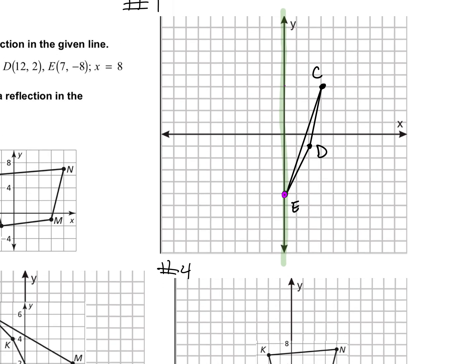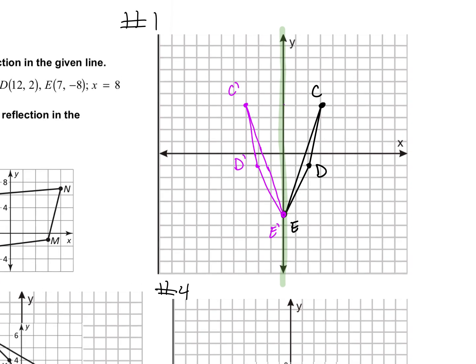So my reflection is going to reflect it. Because this is on my y-axis, E is going to stay right there. D is 2 units from my reflection, so I also have to put it 2 units over here, connecting those dots. And then E is 3, again, 1, 2, 3, it has to be 3 as well. So here's my new C, and this is kind of what it should look like. Let me move this on the other side. That is what your graph should look like for number 1.